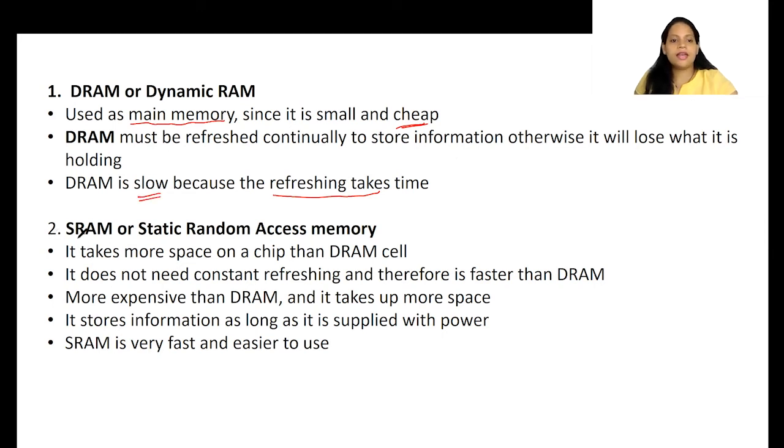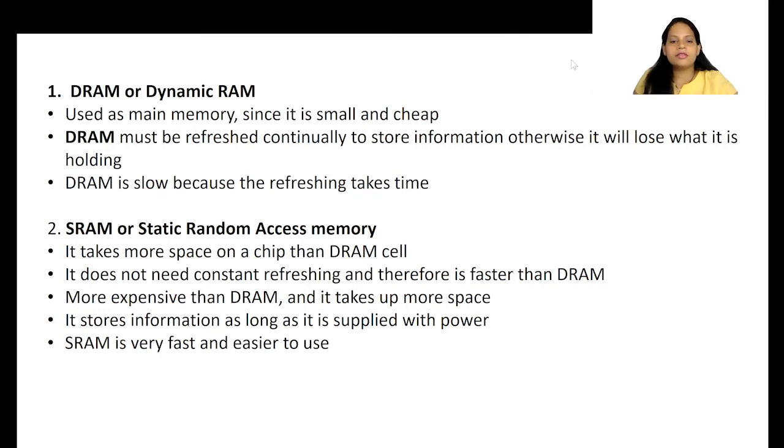Fine. The second one is SRAM or static random access memory. What is it? It takes more space on the chip than the DRAM cell. It does not need constant refreshing and therefore it is faster than DRAM. You see the difference here. It is more expensive than DRAM and it takes up more space. So there are advantages and also a disadvantage. It stores information as long as it is supplied with power. So as soon as you switch off, all the data will be lost, whether it is DRAM or SRAM. SRAM is very fast and easier to use. Okay, so this is about DRAM and SRAM.